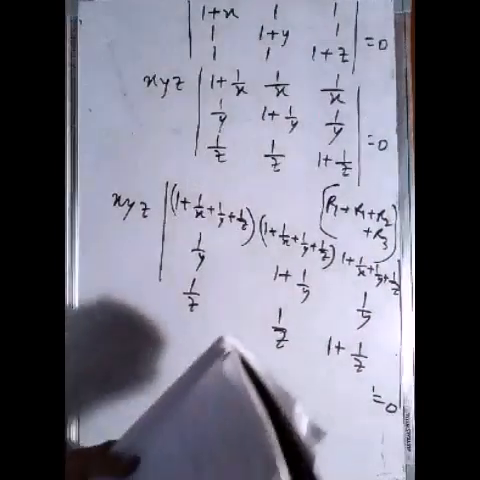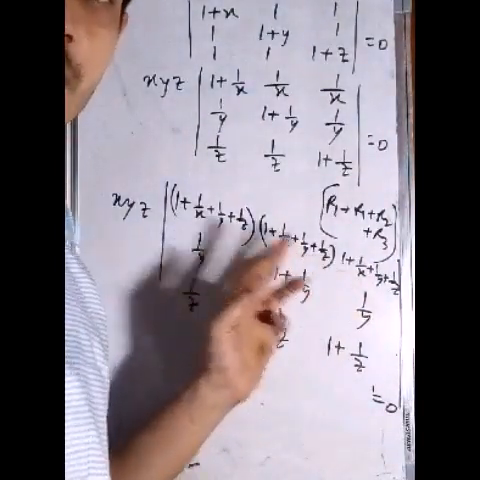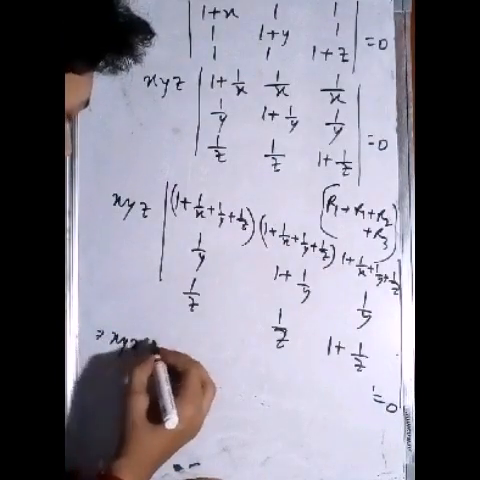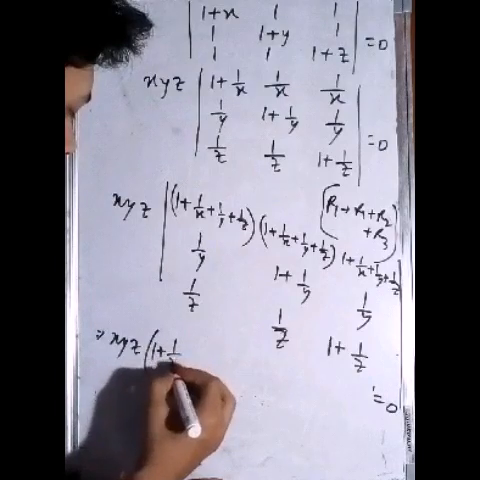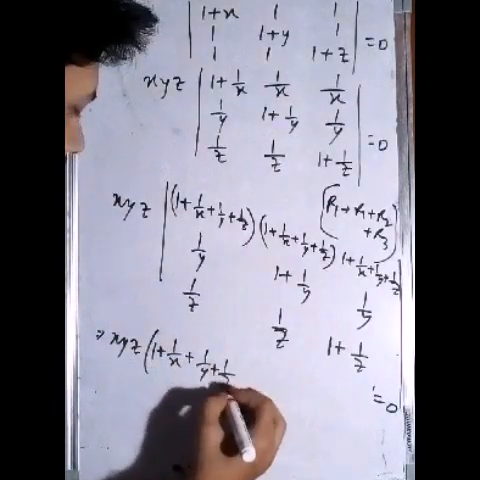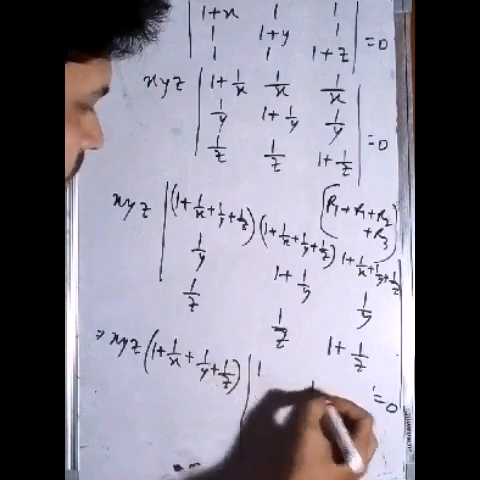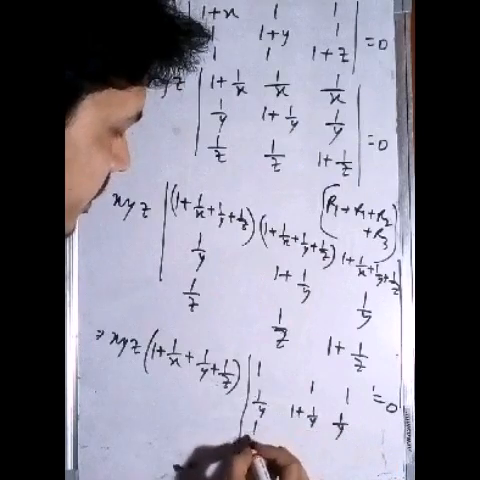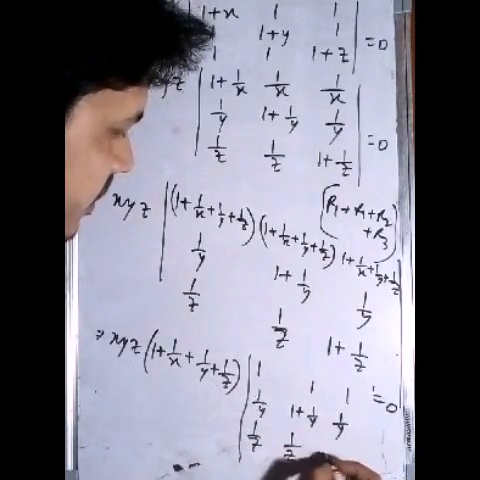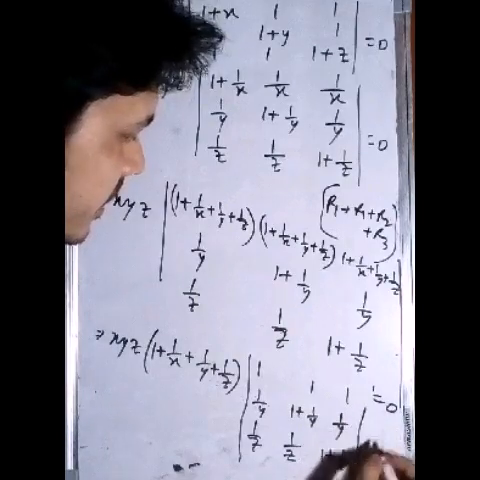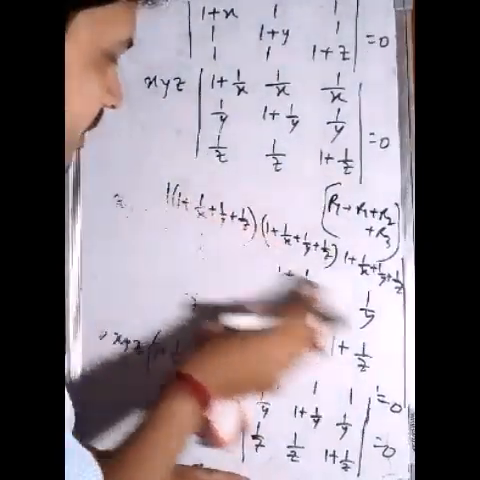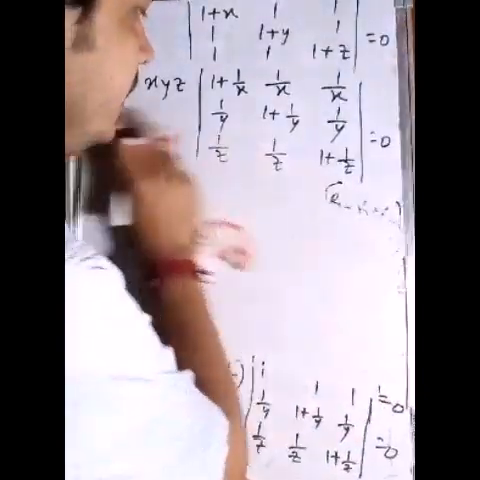I forgot to write. Now we can see this term can be taken common from R1. So we have x, y, z, and we take common 1 plus 1 by x plus 1 by y plus 1 by z. The determinant has first row 1, 1, 1; second row 1 by y, 1 plus 1 by y, 1 by y; third row 1 by z, 1 by z, 1 plus 1 by z. And this is equal to 0. Now we have the upper portion. We just keep the last line so that we can continue and you will understand.